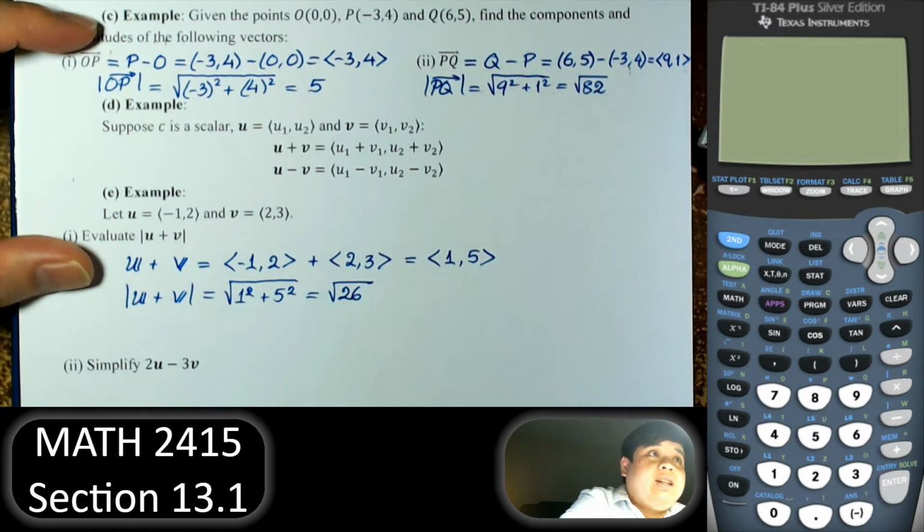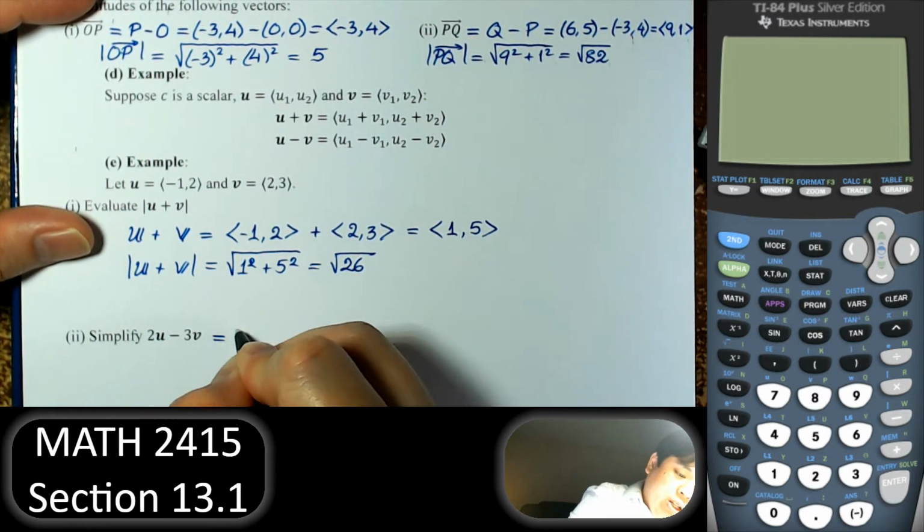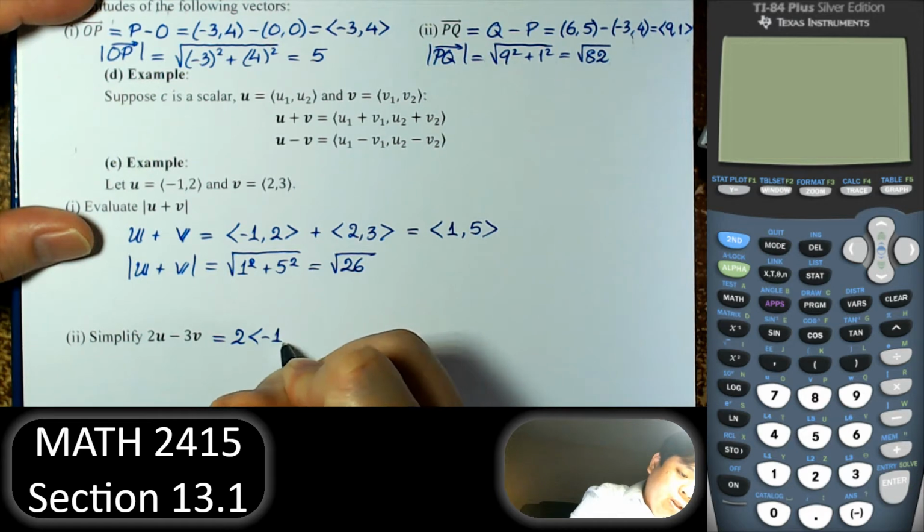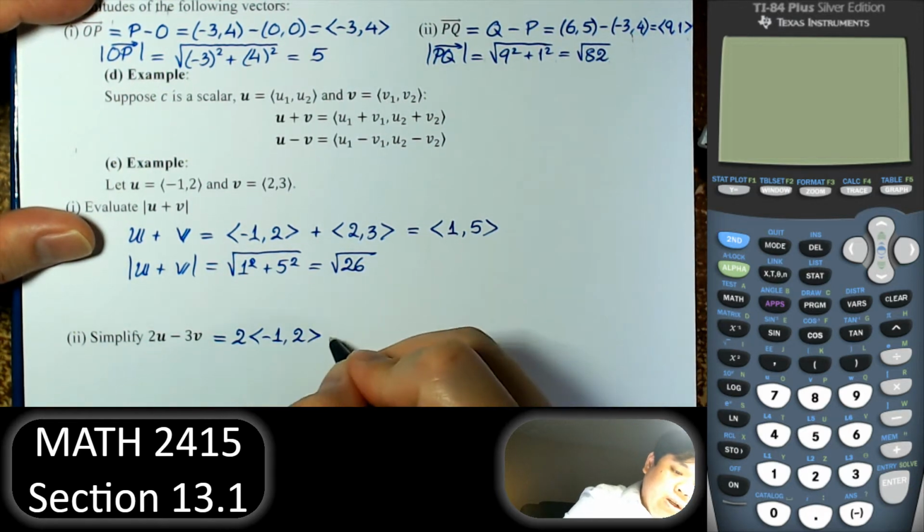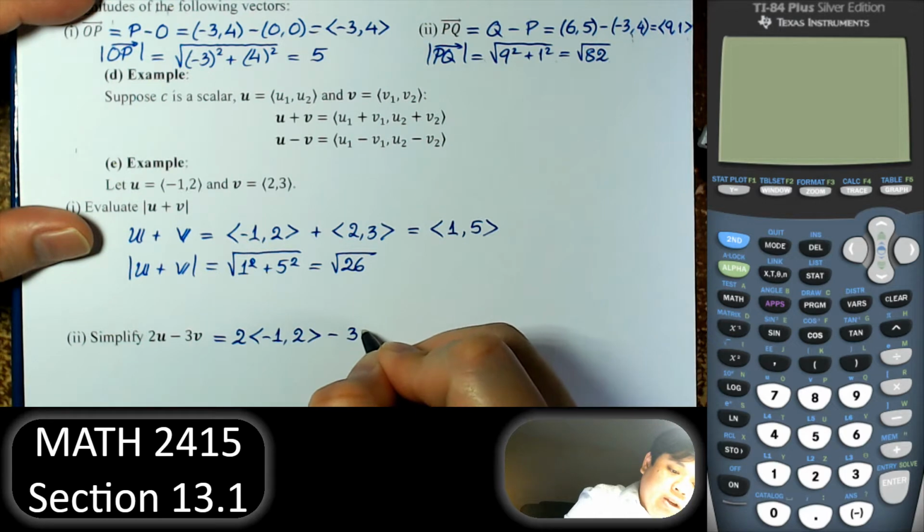So normally we can add, we can multiply by a scalar. So we just say 2 times u minus 3 times v.